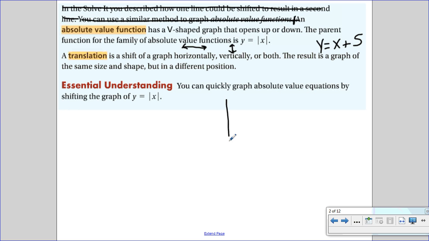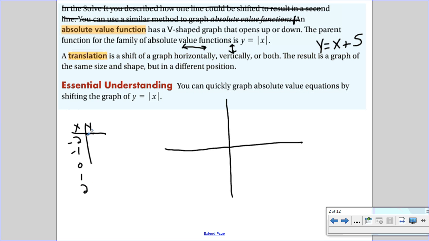If we started with this right here, and you made a t-chart for this, if we went -2, -1, 0, 1, 2, what is the absolute value of -2? Answer is 2. Absolute value of -1, 1. Absolute value of 0, 0. Absolute value of 1, 1. Absolute value of 2, 2.